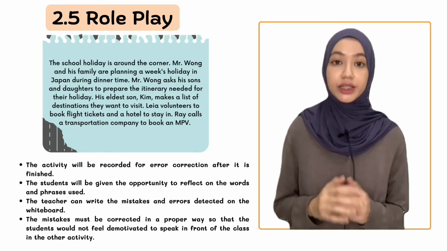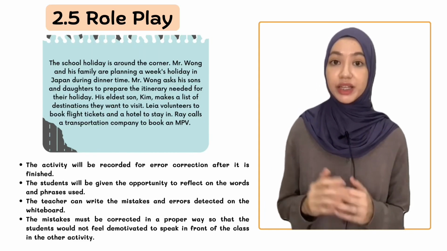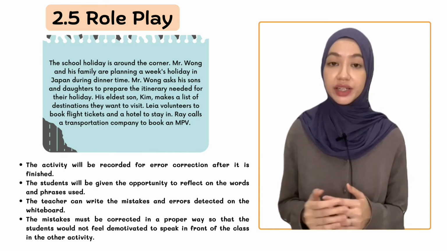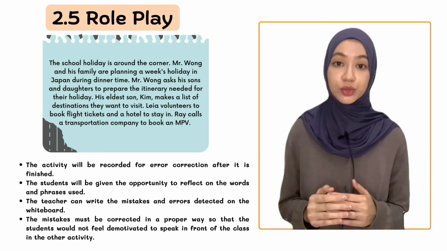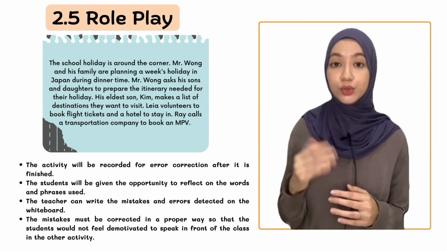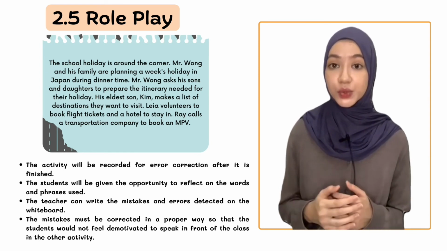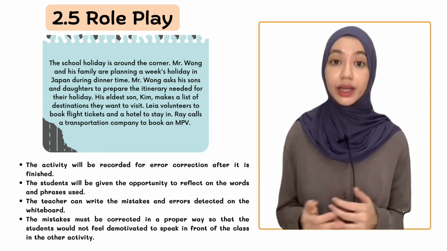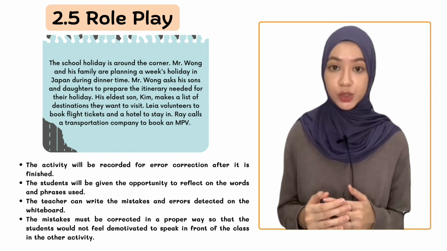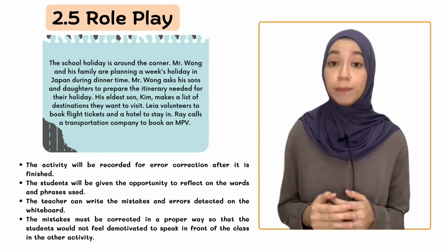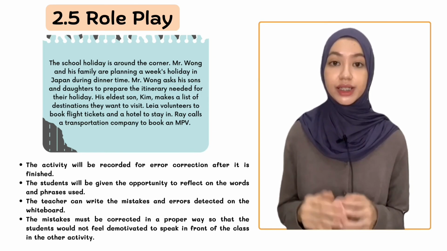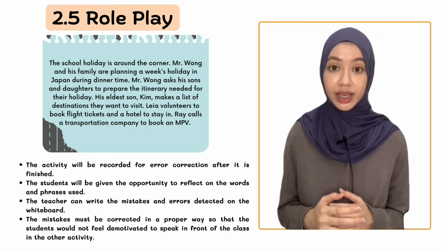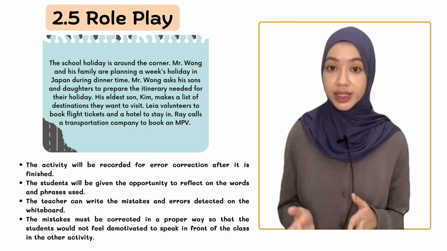During the roleplay, the students might make mistakes by using incorrect words or phrases and grammatical errors when delivering their lines. The teacher should record the roleplay session in order to do error correction right after the students finish acting out, because it is not permissible to interrupt and correct them during the roleplay activity. The video recording will be played and the students will be given the opportunity to self-correct their mistakes by listening to the dialogue again and reflecting on the words and phrases used.